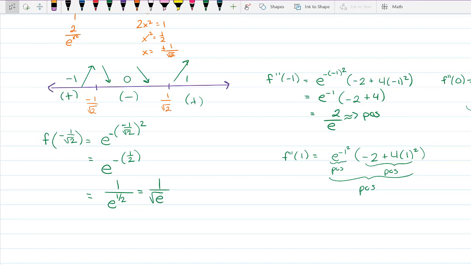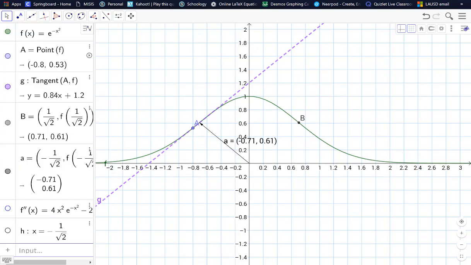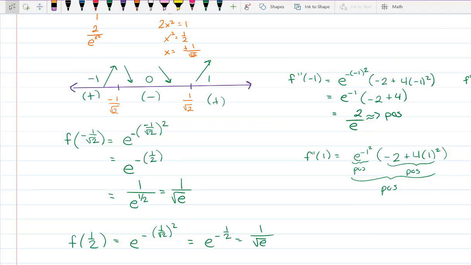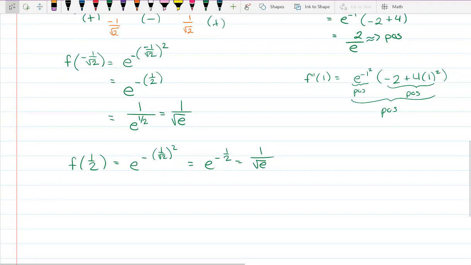And we're going to do the same thing for 1 over radical 2. We get e to the power of negative 1 over radical 2 squared, which is e to the negative 1/2, which is equal to 1 over radical e. You'll notice that these y values are exactly the same. If we looked back at the graph, let's turn off some of this, we can notice our points of inflection are right here and right here, which are the same. So now we have our x values, we have our y values, now we just need to write our answer.